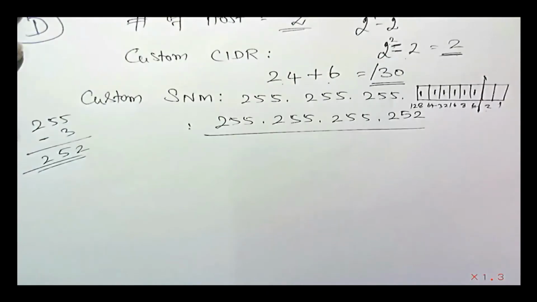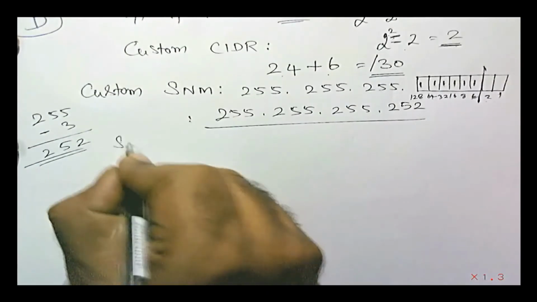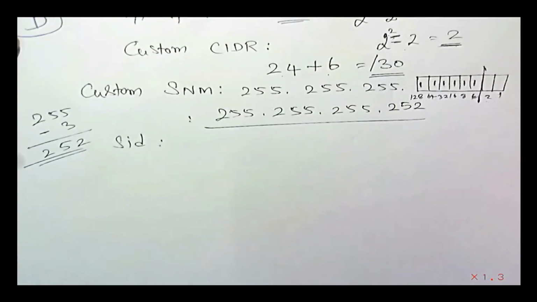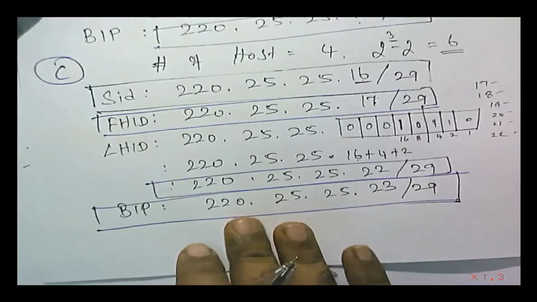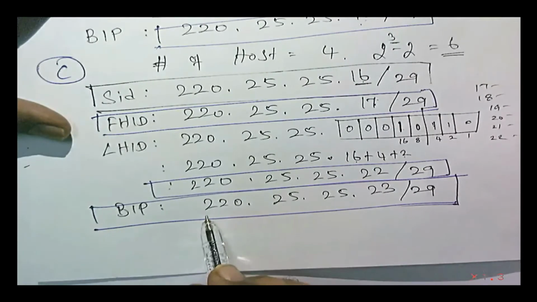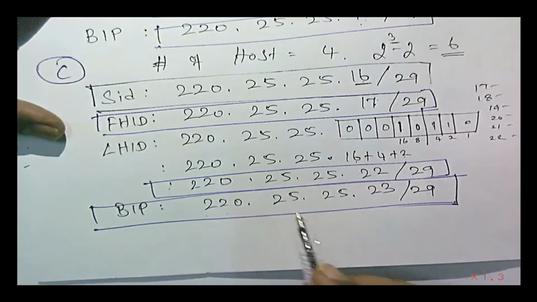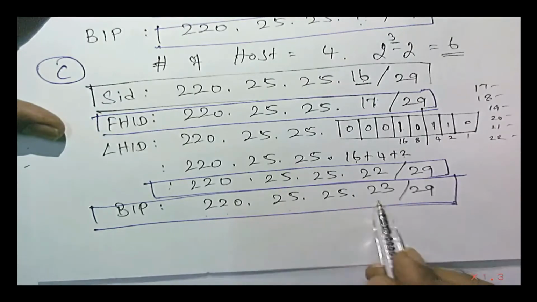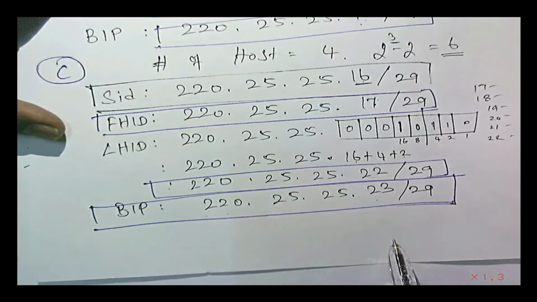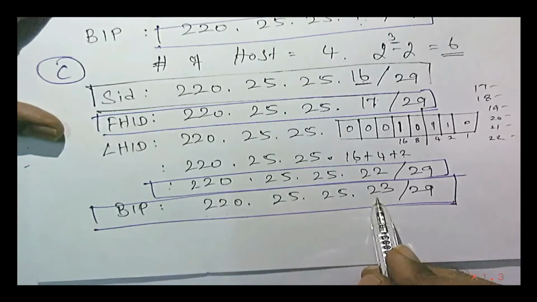Now I'm going for the subnet ID. You have to go for the previous IP address where we stopped, because we have to continue from it. Then only it will be correct. So if you see the previous subnet for class C, we stopped at the broadcast IP address 220, 25, 25, 23. So the next IP address we have to start from is going to be 24. So 23, okay, it is over.